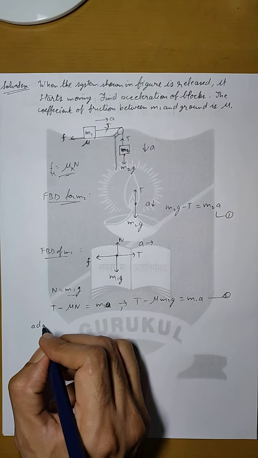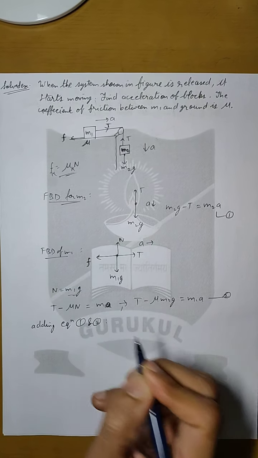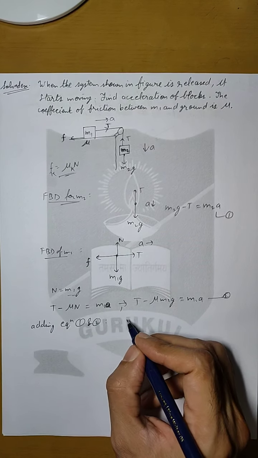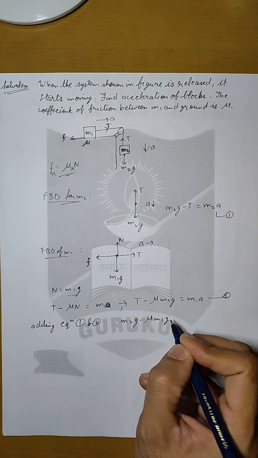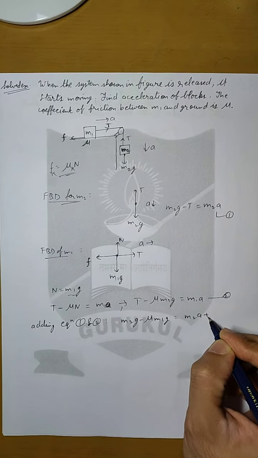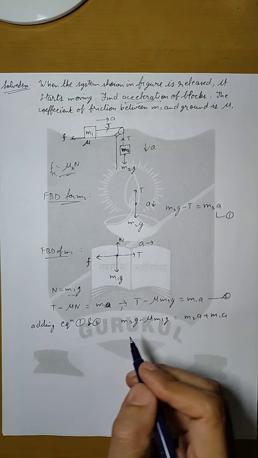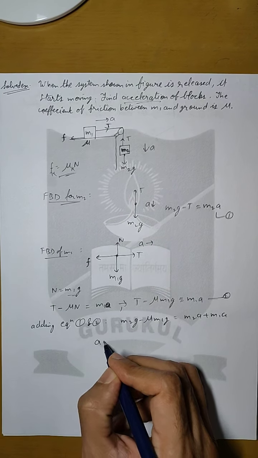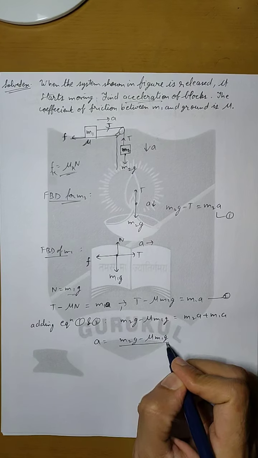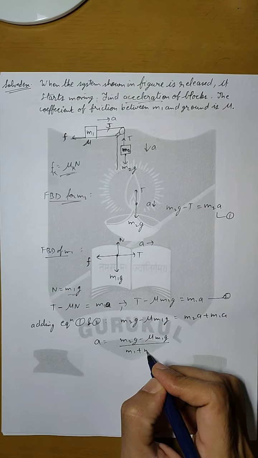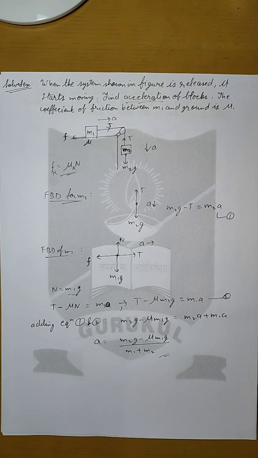Now if we add first and second equation, the T gets cancelled out and we get M2G minus mu M1G equals M2A plus M1A. Now since we have to find the acceleration, we'll take A on one side and the rest of the terms on the other side. Then A will come out to be (M2G minus mu M1G) upon (M1 plus M2). So this we can take G out. This will be the answer of this question.